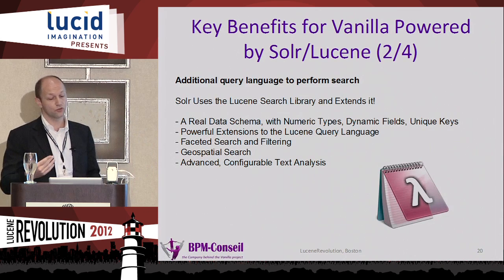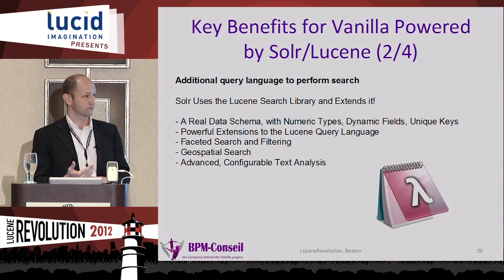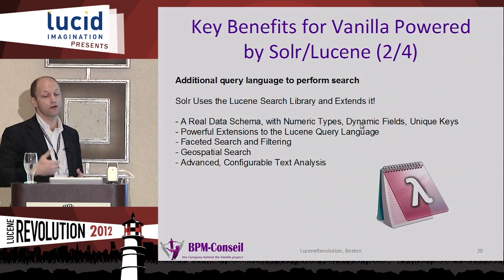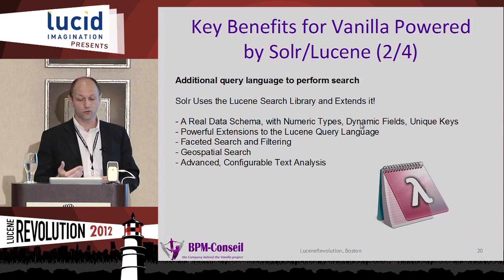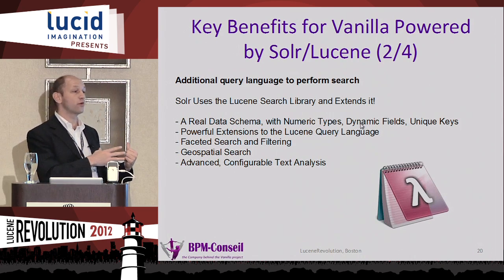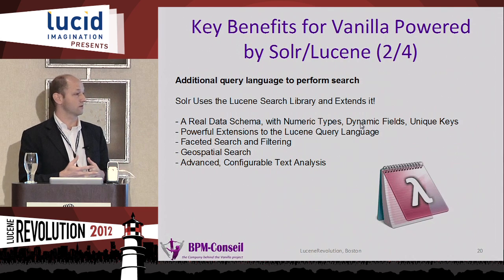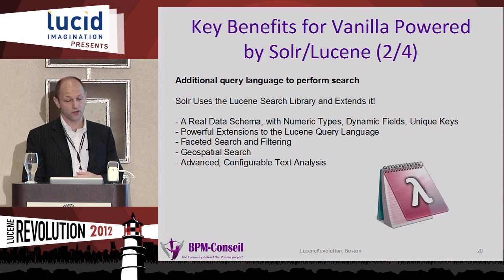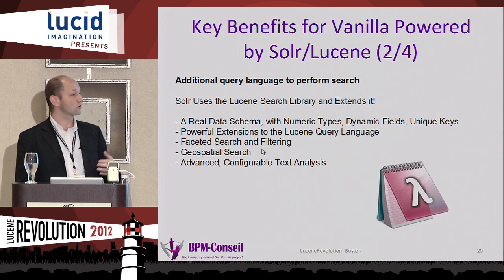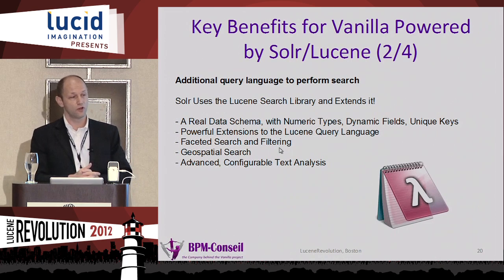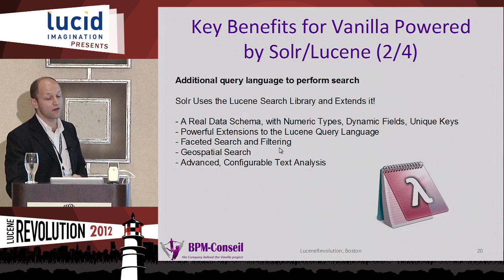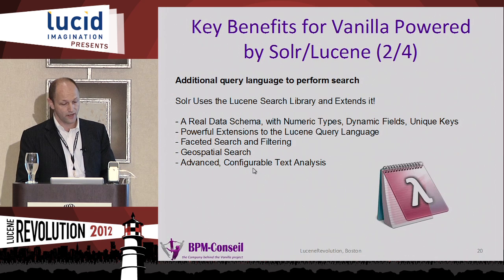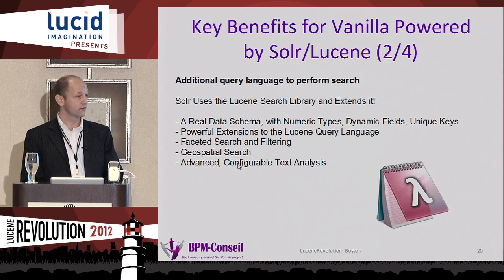Second thing, we have additional query languages. We have a real data schema, with types like numeric, dynamic field, unique key, all those things that we don't have natively in Lucene. We have some query extensions for the languages, phrase search and filtering, all those things that you know for those who know Solr Lucene. We can have geospatial search. We don't implement it yet in Vanilla, okay? And we have an advanced configurable text analysis.